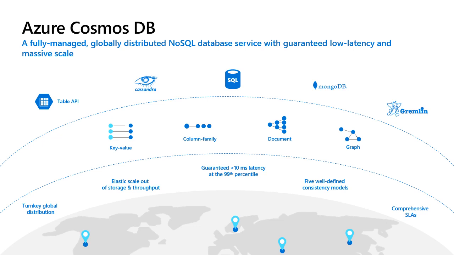Now, I'm going to move over to something called Azure Cosmos DB. So Azure Cosmos DB is our fully managed, globally distributed NoSQL database service with guaranteed low latency and massive scale. So this is quite similar in use to MongoDB, which is probably one of the more popular NoSQL databases on premise. So we took that notion and we built something called Azure Cosmos DB. It's a NoSQL database that is fully compatible with APIs such as Table APIs, Cassandra, SQL, MongoDB, and even Gremlin.